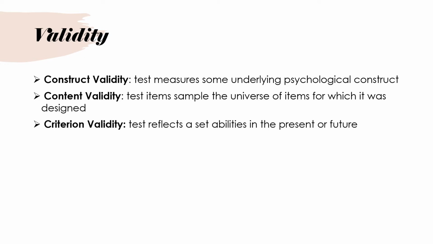We also have a different type of validity called criterion validity, and this is when a test reflects some set of abilities. This can be in the present, or this could also be in the future. So when we speak about criterion validity, there's actually two different types of this. The first one that we're going to talk about is concurrent criterion validity. And this type of test reflects some sort of abilities in the present.